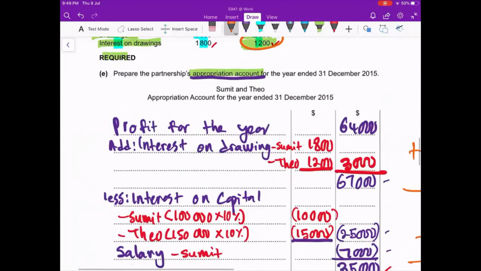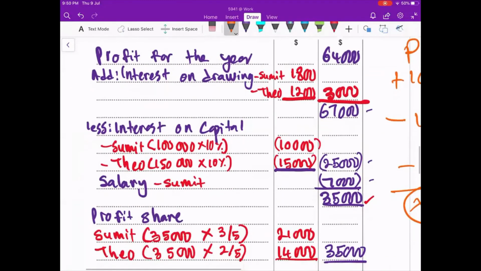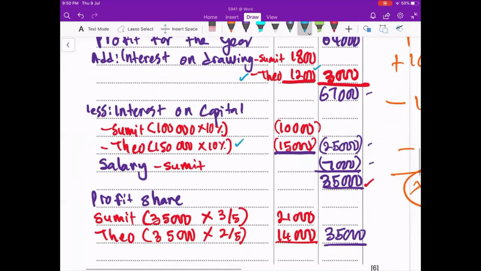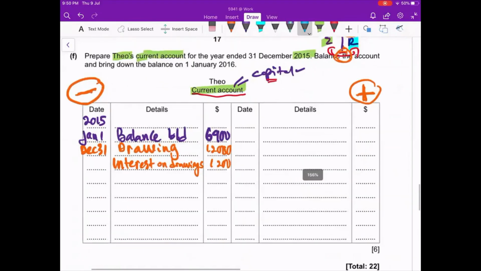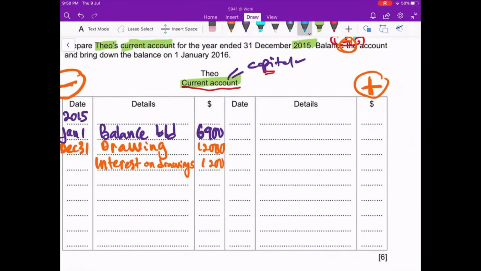Then we go see the appropriation account. In the appropriation account, anything related to Theo? Yes, I can see Theo here, but this 1,200 I already wrote, so you don't care about that. After that, I can see interest on capital 15,000 related to Theo. So I go to Theo's account, but will it be on the debit side or credit side? Whenever he withdraws, his account will be reduced. Whenever we give him interest on capital, his contribution will be increased, because interest on capital we owe them or we pay them. So his contribution will be increased. So it will be on the credit side.